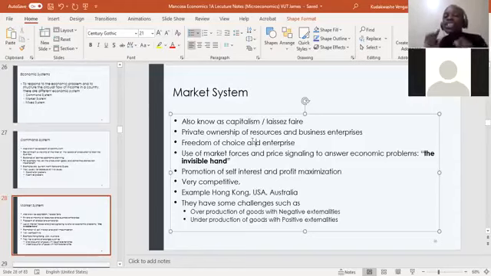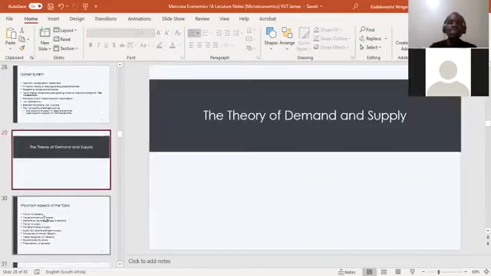Then there's what we call self-interest and profit maximization. That's on the part of the businesses. They want to maximize profit, so they're not going to do anything that is not wanted in the market. If there's a signal that something is not wanted, they're going to abandon it because they want to maximize their profit. Then there's also going to be a lot of competition. Examples are Hong Kong, the USA and Australia. So those are the examples that you're going to have for the market system.